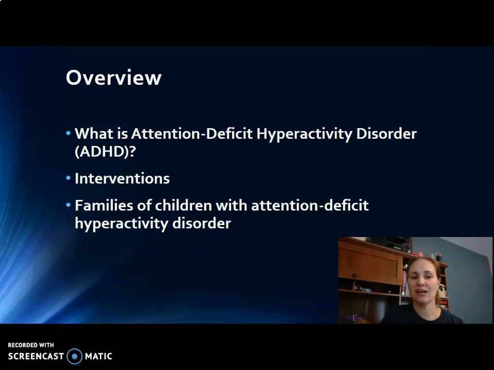So essentially, we're going to cover these main overarching ideas: defining a bit more clearly what is attention deficit hyperactivity disorder, ADHD. Again, typical interventions and strategies that have been proven successful in research and in practice. And again, working with families of children with attention deficit hyperactivity disorder.